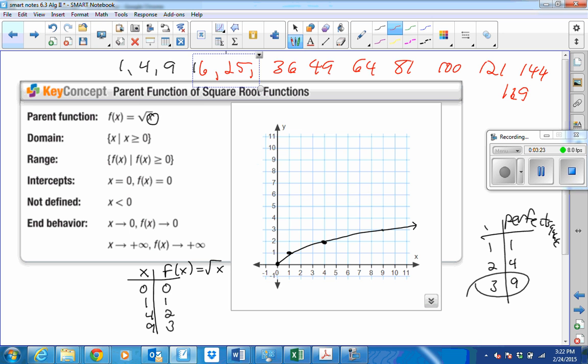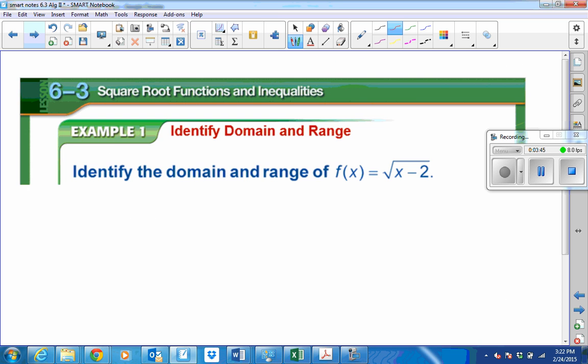Going back, looking at the domain and range of this, our x values begin at x equals 0. And so our domain is anything where x is greater than or equal to 0. Our range starts at y equals 0. Anything above the x-axis, including that axis, is part of our range. And so we have y is greater than or equal to 0.